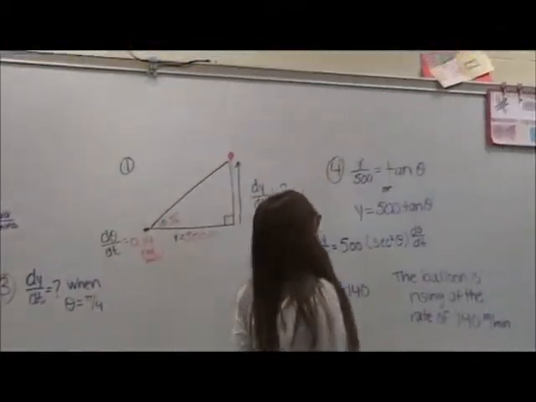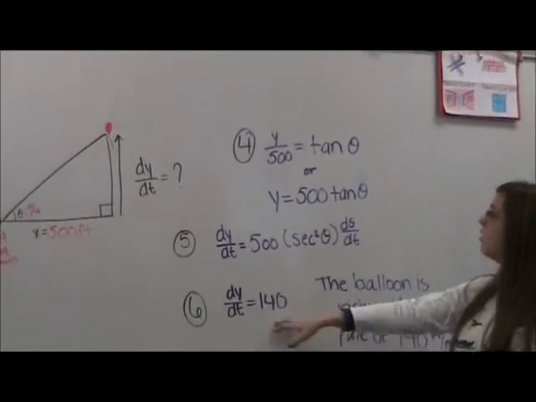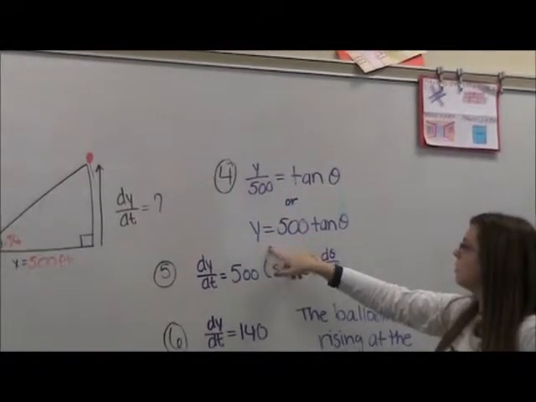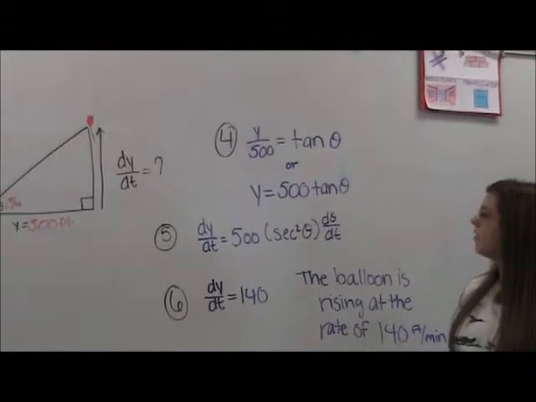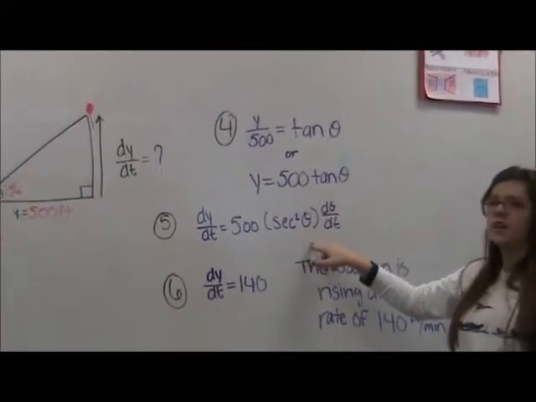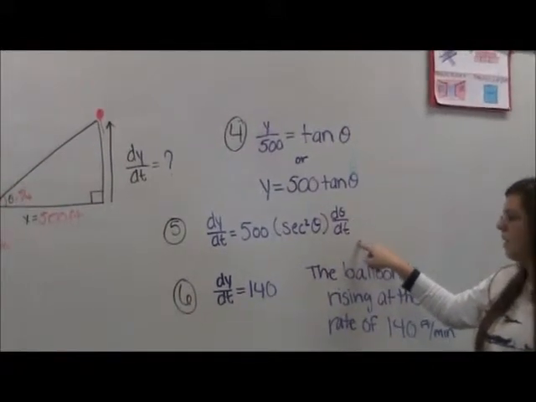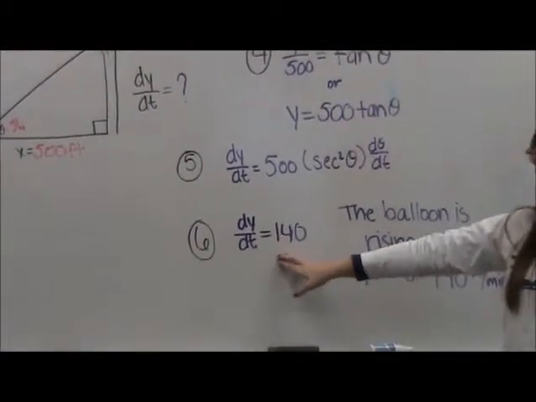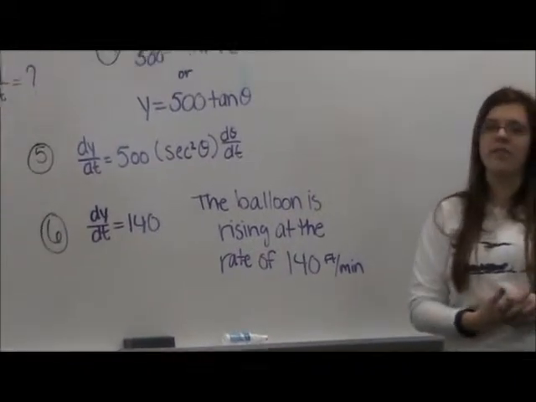And then we figured out that to find the rate, you need to use the tangent of theta equals y over 500, which turns into y equals 500 tangent of theta. Take the derivative, which turns into 500 secant squared theta times d theta/dt, because it's related to time. And then we plug all of our variables in, and you get dy/dt equals 140, and then you interpret: the balloon is rising at the rate of 140 feet per minute.